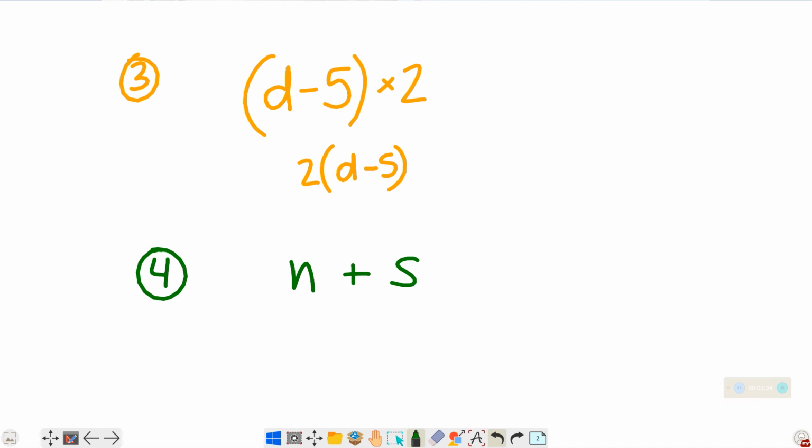They combined their baseball cards and then sold 10 of them. So first they combined it and then they sold 10. Order of operations says go from left to right when you have addition and subtraction. So this is already correct. But just to be safe, you can add parentheses around those to say first they combined them and then they sold 10.